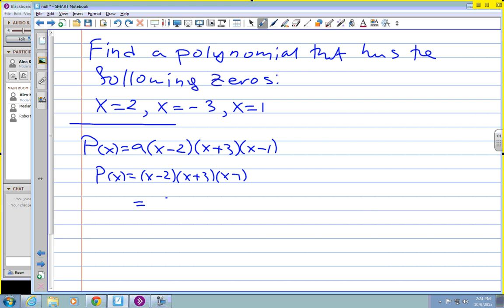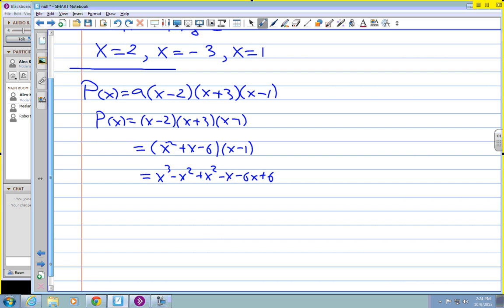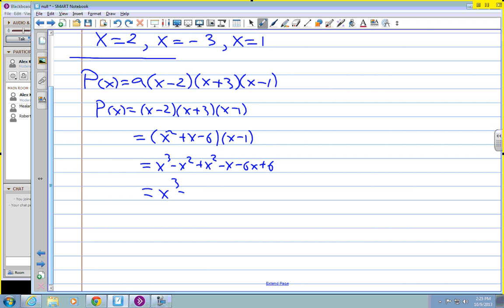If we were to expand that, I don't feel like doing that, but it will be x squared plus x minus 6 if I FOIL this out. And then I'll have to multiply it again, so x cubed minus x squared plus x squared minus x minus 6x plus 6. I'm just FOILing. So x cubed minus 7x plus 6. So that will be one possible solution, and that's okay. That's a polynomial that will have those 3 zeros.